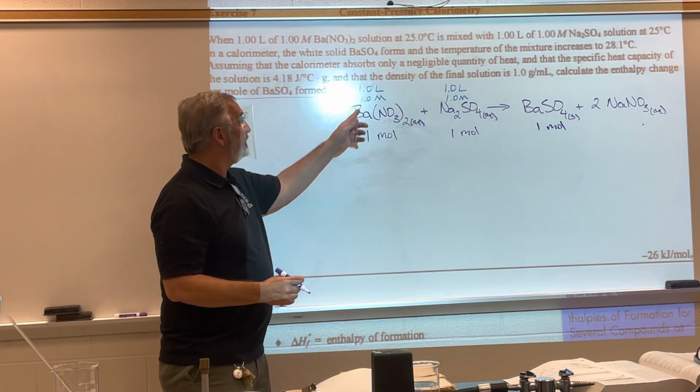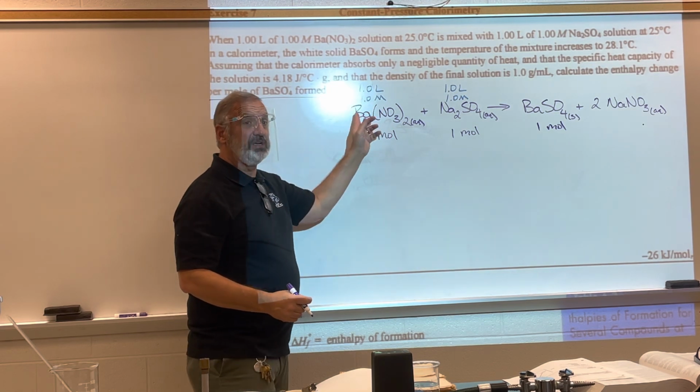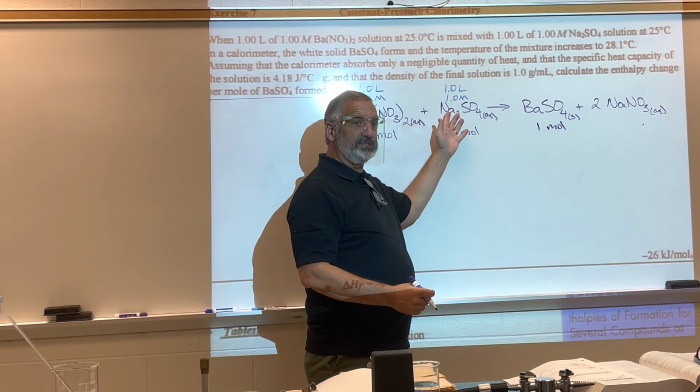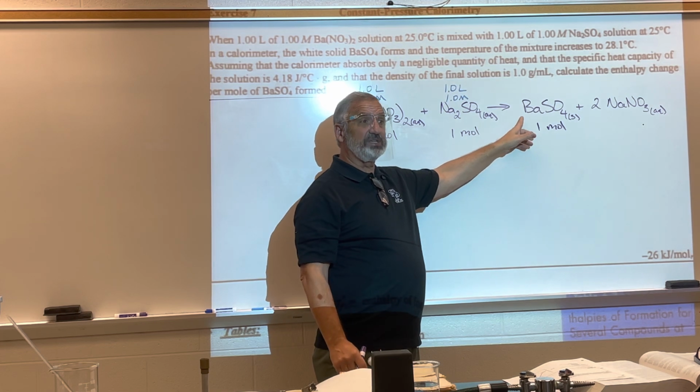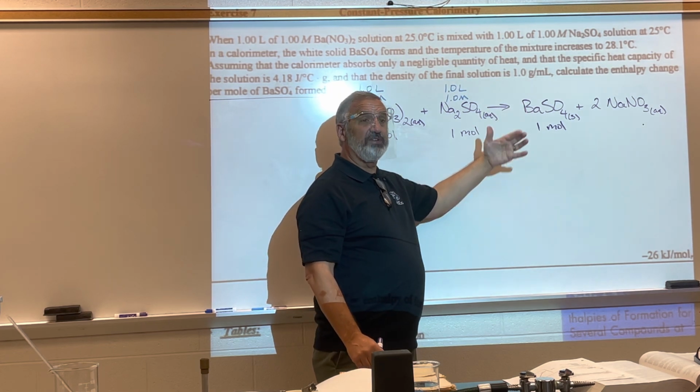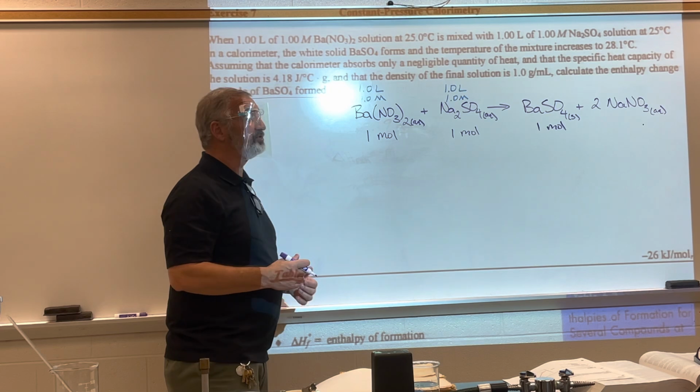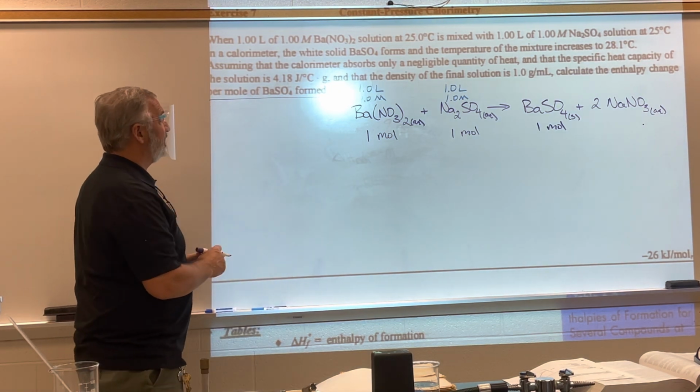If it weren't, we would have to figure out how many moles of this, figure out a limiting reactant, and then figure out how many moles of this actually got made. And then we could divide that and get kilojoules per mole. But since it's 1 mole, it makes it a lot easier.